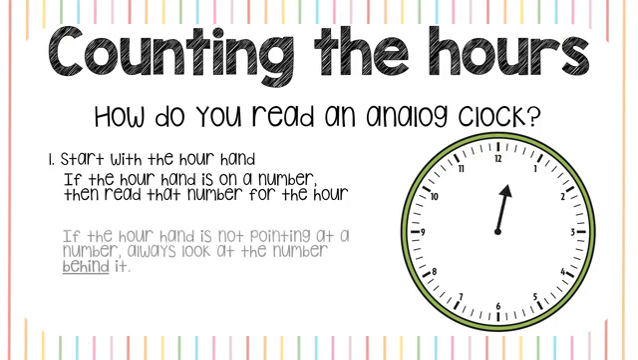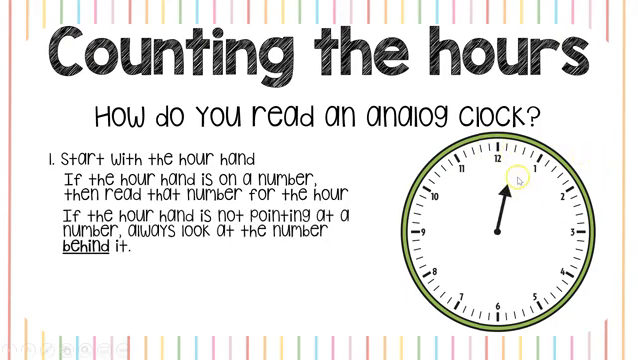Now, sometimes the hour hand does not directly point on a number. It could be in between a number. When that happens, we always are going to look at the number behind because it hasn't quite reached this number yet. So this arrow is in between the 12 and the 1. It hasn't quite reached the 1 yet, so it's still going to be in that 12 o'clock hour.